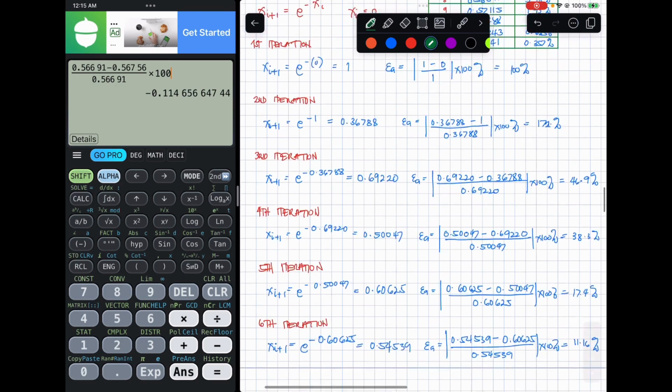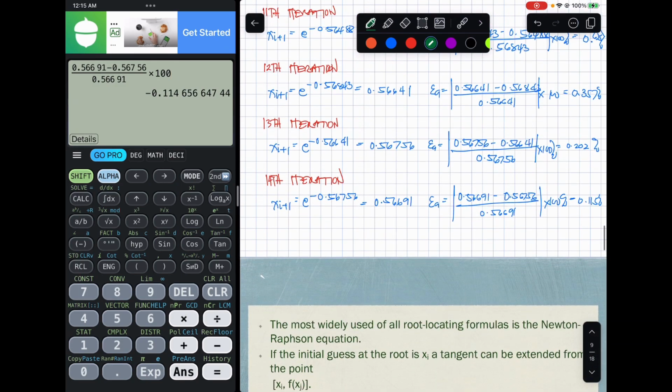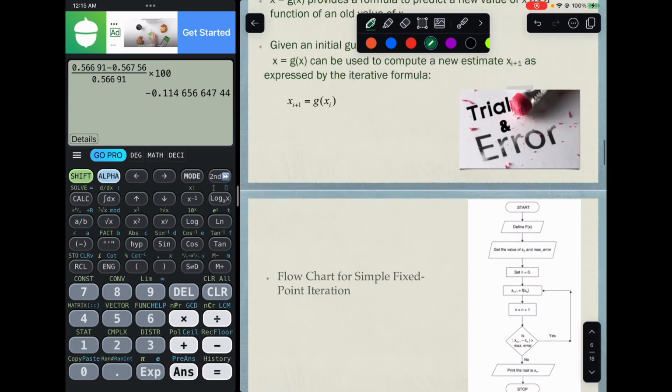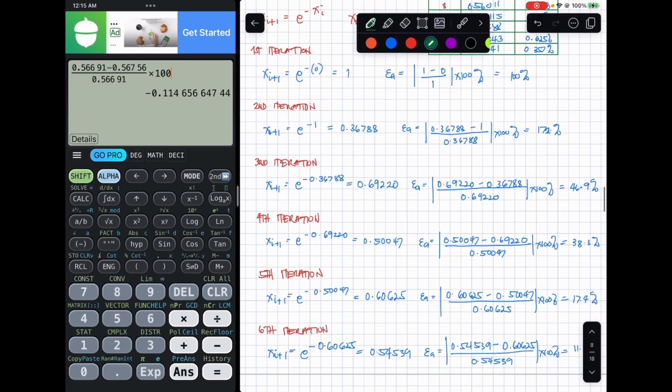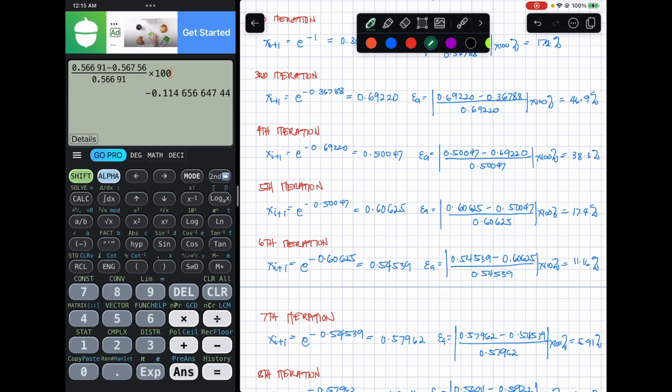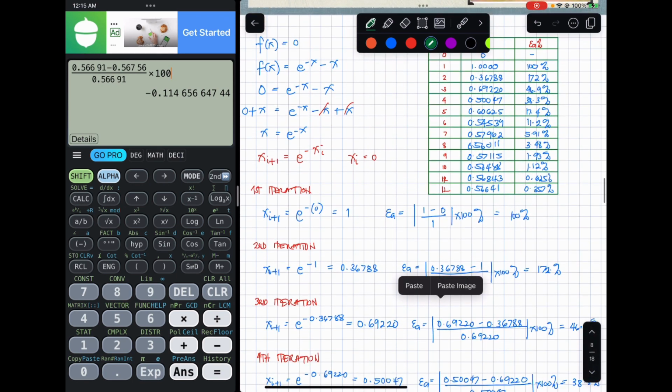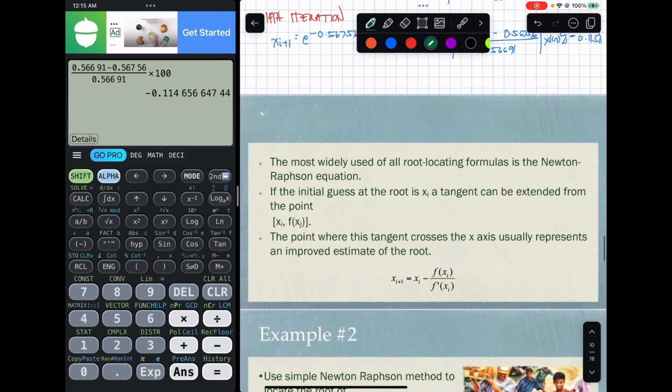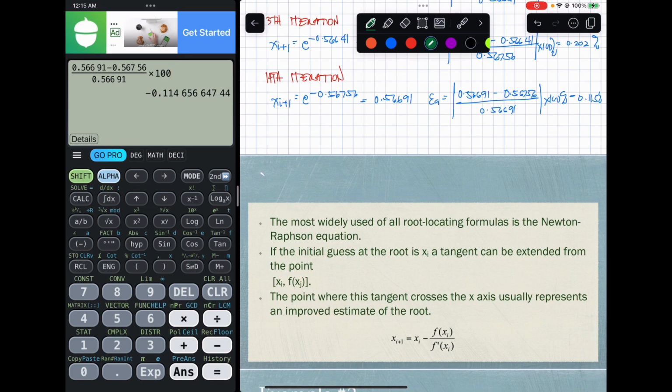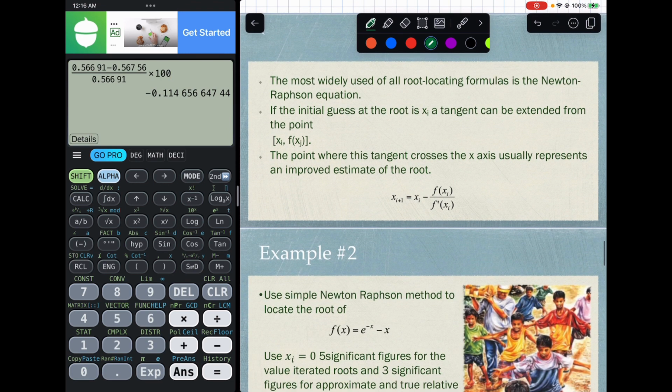Okay, so it should be until the 14th iteration. And that is simple fixed point iteration. The process is very simple. It's not that complex, so there's no complex mathematical formula that we're going to use. But the convergence is not that fast, or it's slower actually. So an alternative method to the simple fixed point iteration will be the Newton-Raphson method.